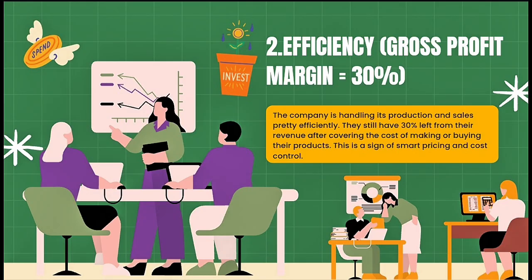Efficiency: gross profit margin equals 30%. The company is handling its production and sales pretty efficiently. They still have 30% left from their revenue after covering the cost of making or buying their products. This is a sign of smart pricing and cost control. Next, it will be explained by Sujia.